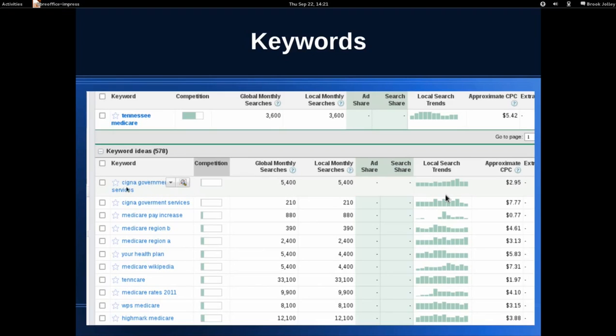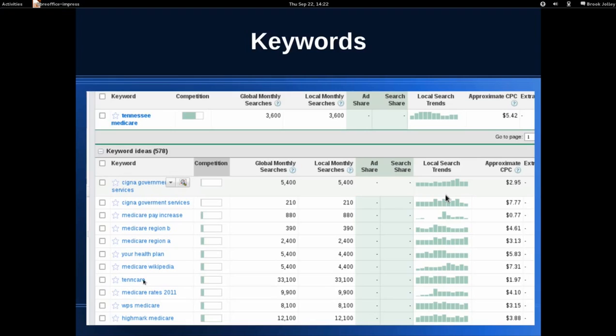But is the person searching for Cigna Government Services going to buy anything? The answer to that question is probably not. Probably not in that one either, which again is Cigna Government Services. For some reason, Google is showing that one twice. It's because this one's a misspelling. Then you've got Medicare Region B, Region A, Medicare pay increase. Your health plan, that one actually might be worth targeting, but there's no way to know for sure without seeing what already ranks for it.